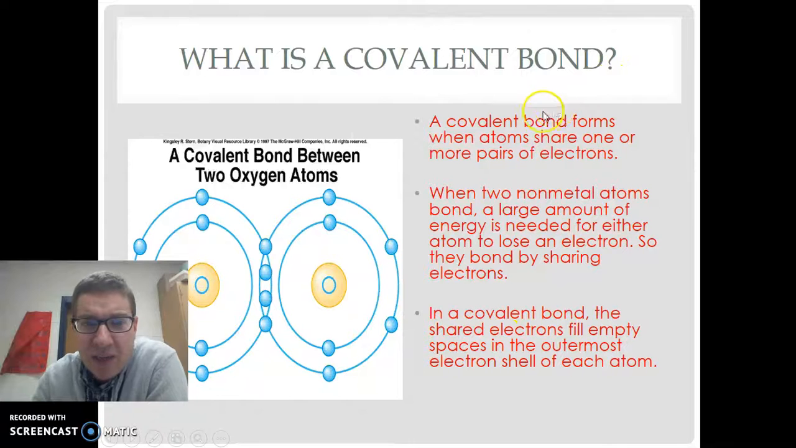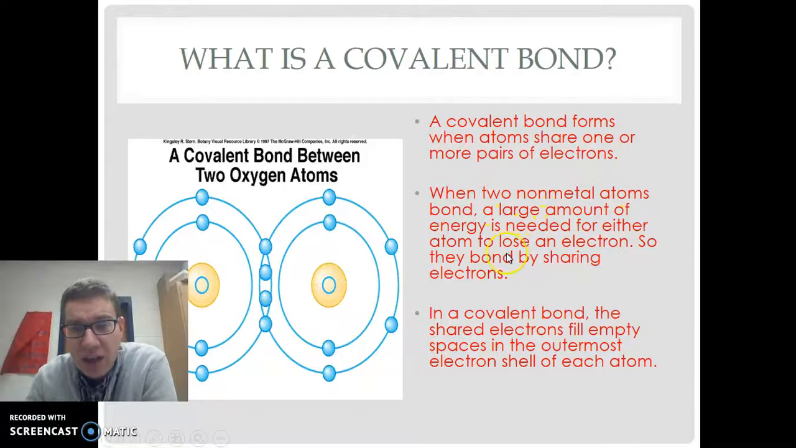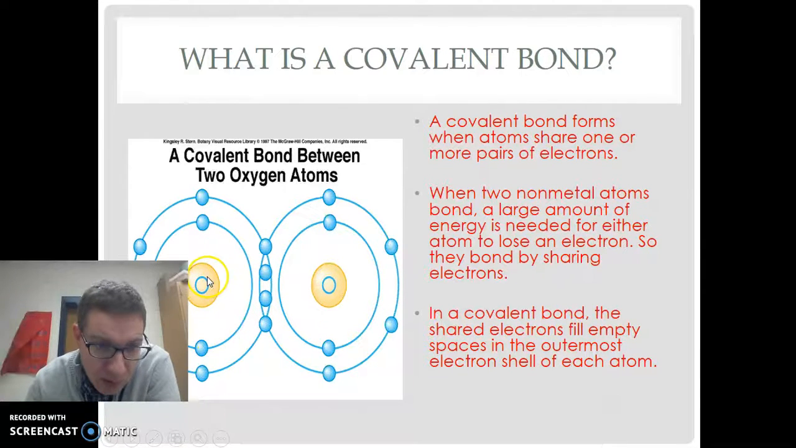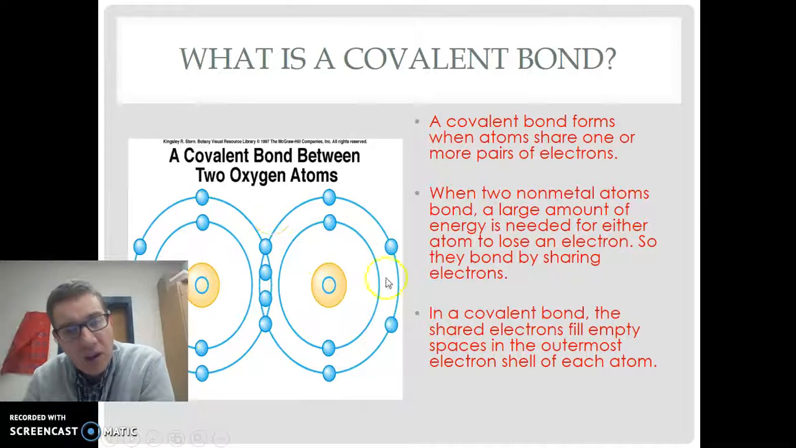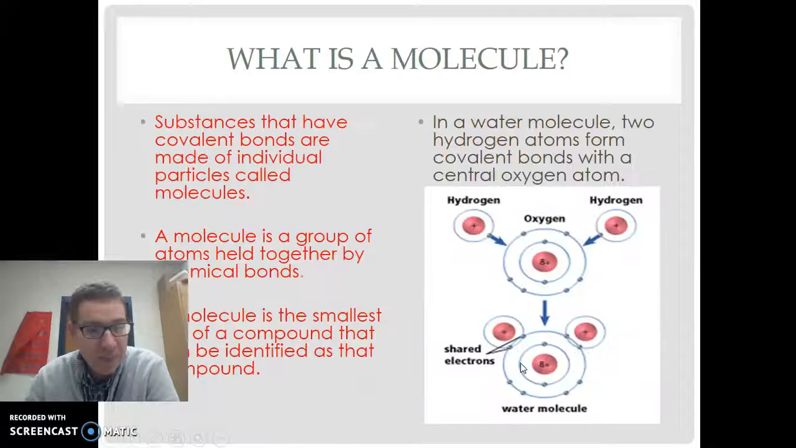Okay. Covalent bonding is a little bit different. Covalent bonding, instead of stealing, they like to share electrons. Okay? So they share 1 or more pairs of electrons. So when two nonmetal atoms bond, a large amount of energy is needed for either atom to lose or gain electrons. So they bond by sharing those electrons. So O2 is sharing 2 electrons. Sometimes they go around the oxygen, sometimes they are around the other oxygen. So in a covalent bond, the shared electrons fill empty spaces in the outermost electron shell of each atom.